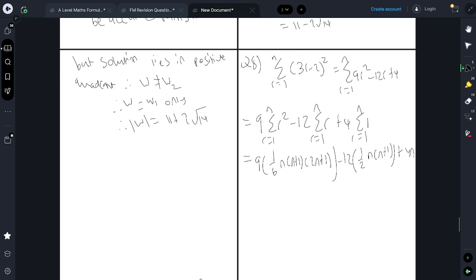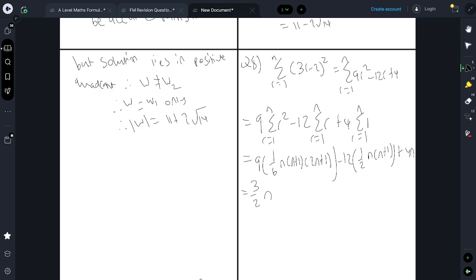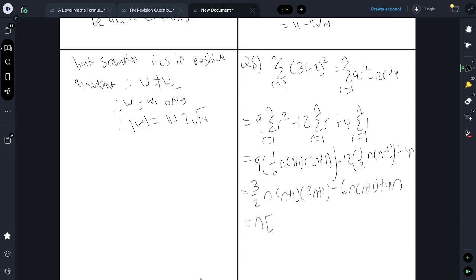Okay, now we just need to simplify this. So that's going to be 9 over 6, which is 3 over 2, n plus 1, 2n plus 1, minus 6n, n plus 1, plus 4n. I notice we can take a factor of n out. So that would leave n of 3 over 2, n plus 1, 2n plus 1, minus 6 n plus 1, plus 4.